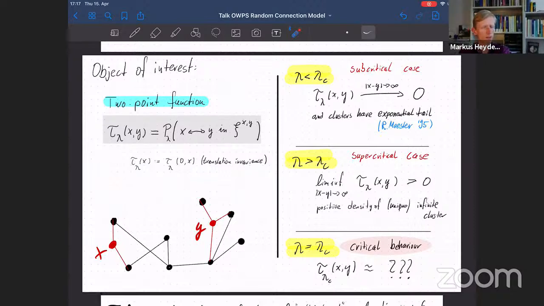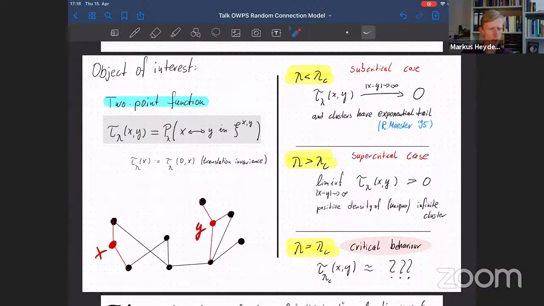For the supercritical case, when we are above lambda c, this function tau lambda is uniformly bounded from below. Normally we look at the function when the distance between x and y increases and the 2 points go further away, and then we study how tau behaves. In this case, it's not going to 0 at all. Why not? Because there is a unique infinite cluster, and there's a certain chance that you'll find in your neighborhood at least one vertex of the infinite cluster. If both x and y connect to this infinite cluster, and it's unique, then this already is enough for these two to be connected.